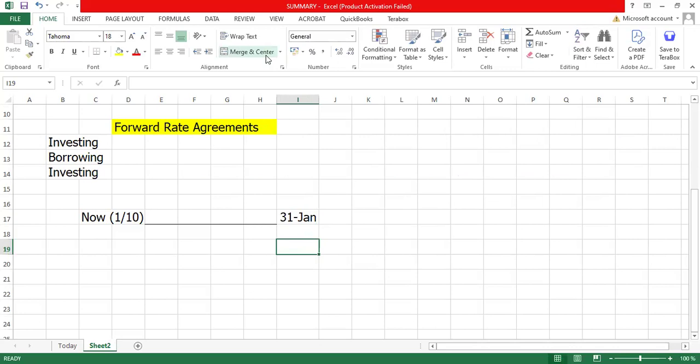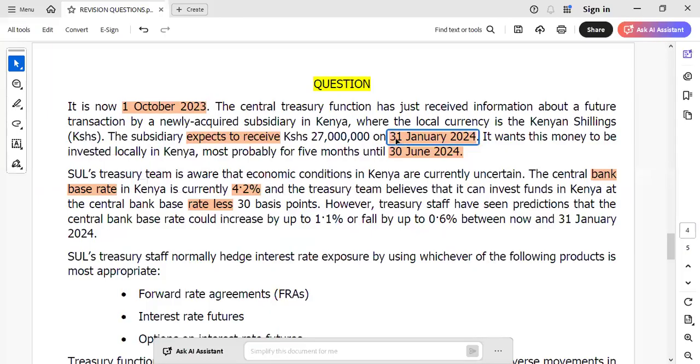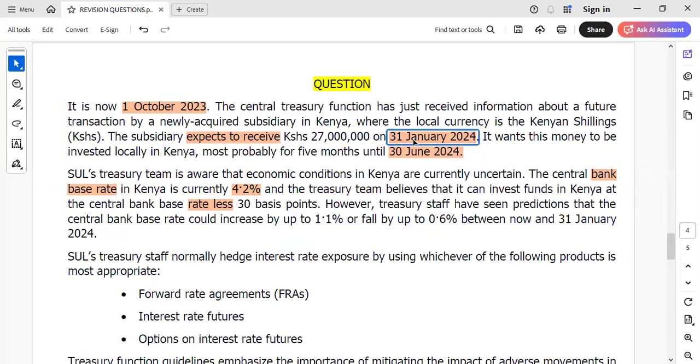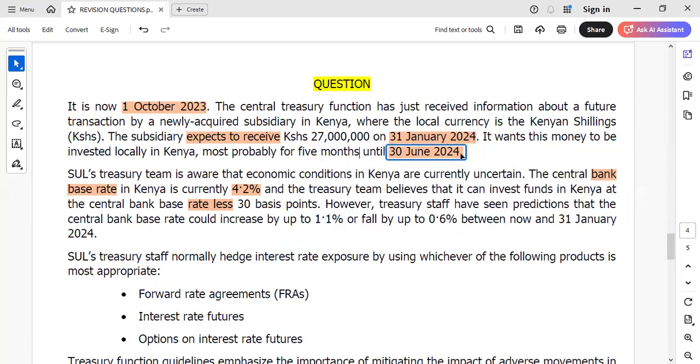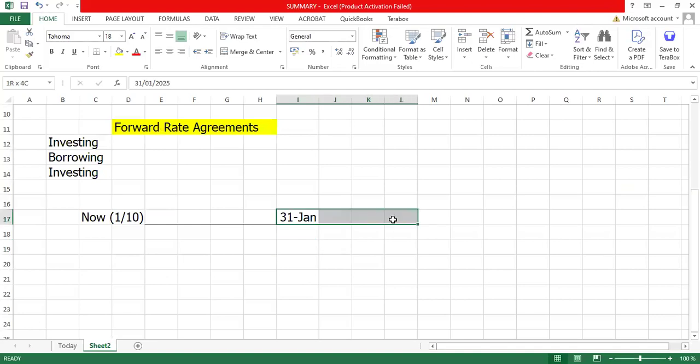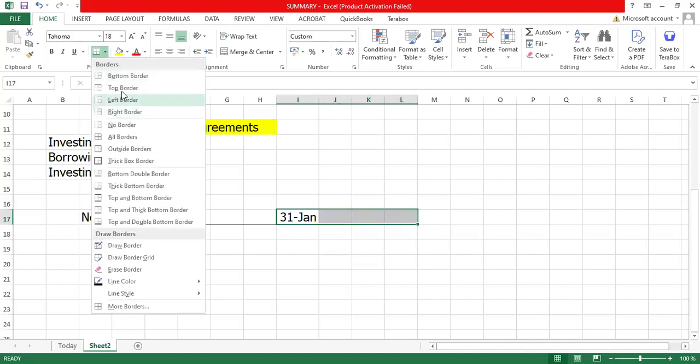Then you are going to invest for how long? Let me see from our question. Now you have received the money on 31st January 2024. And you want this money to be invested locally in Kenya, most probably for 5 months until 30th June 2024. So you want to invest this money for a period of 5 months.